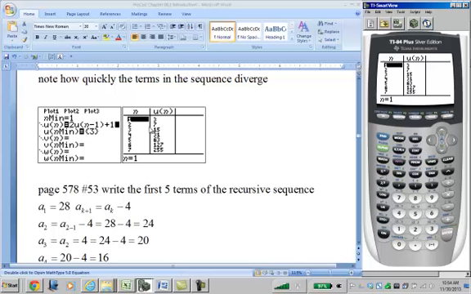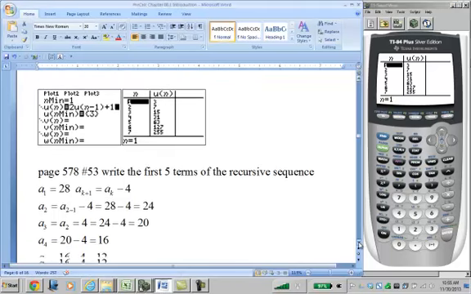Now, you can do this manually if you want. It's just that, let's suppose you wanted to find the 10th number in the sequence, or the first 10 numbers, or whatever. Now you're going to get into something. So anyway, the calculator is there to help you out.